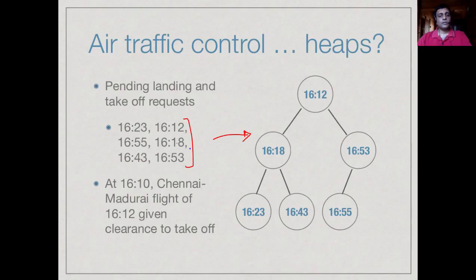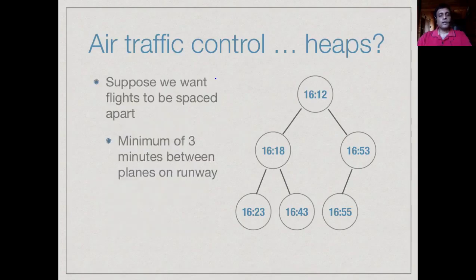Right? And so in this, because 16:12 happens to be the earliest event among these 6, it will automatically float up to the root, and so it will be available to us as the next event to process. And then maybe 2 minutes before that event happens, we can send a signal to the flight giving it clearance to take off.